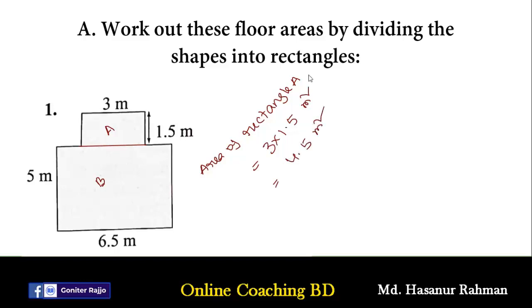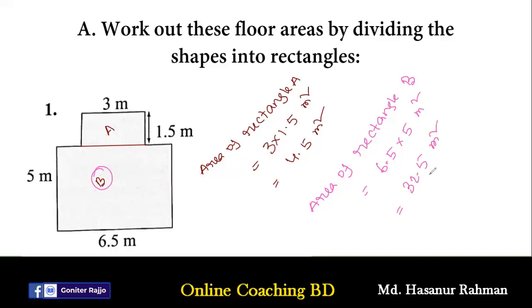Now we have to find out the area of rectangle B. We can see that in rectangle B, length is 6.5, breadth is 5. So area of rectangle B will be, again, length multiplied by breadth. That means 6.5 multiplied by 5. And what will be the unit? That will be square meter. So 32.5 square meter.